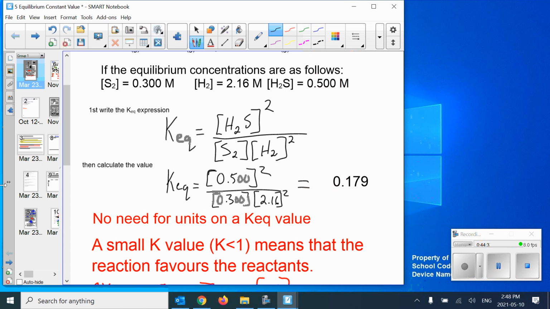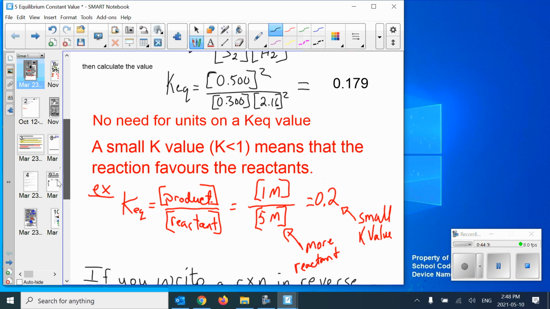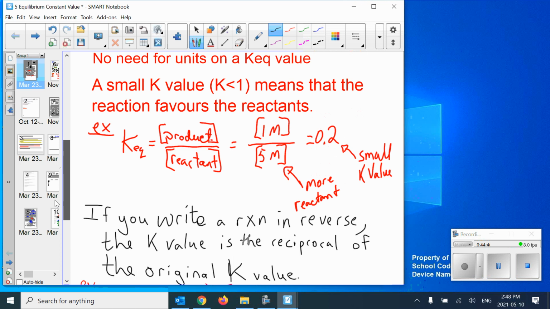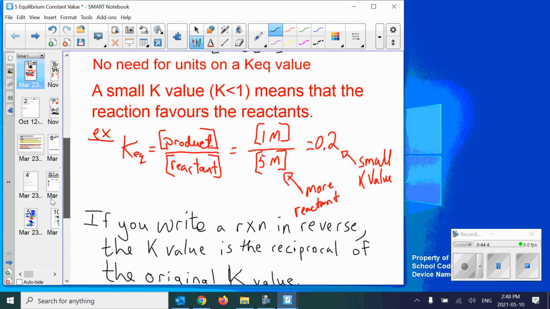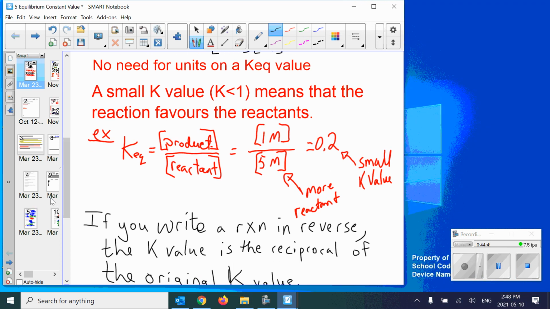I was recording this whole time, so you have plenty of time to work on it. Underneath in red, no need for units on a KEQ value. A small K value means less than 1. The reaction favors the reactants. Why does that make sense? Well, we'll take a look at this mathematically.